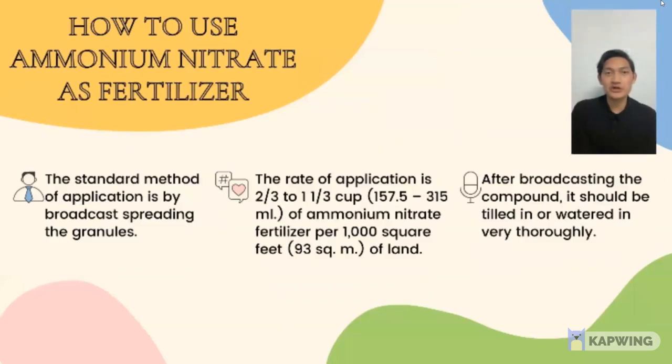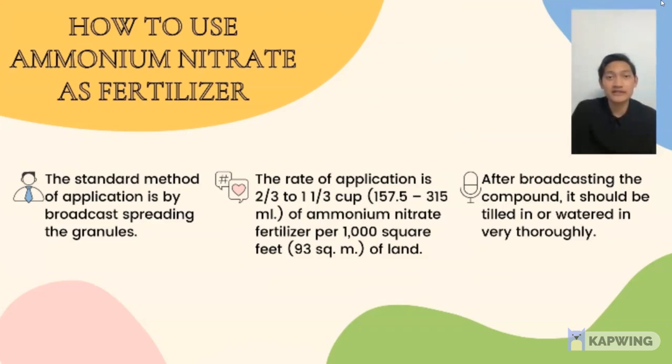So after learning about ammonium nitrate as a fertilizer, you may wonder how to use ammonium nitrate. The fertilizer is an almost instantly usable form of nitrogen due to its porosity and solubility. It provides nitrogen from both ammonia and nitrate. The standard method of application is by broadcast spreading the granules. This will rapidly melt in water to allow the nitrogen to release into the soil.